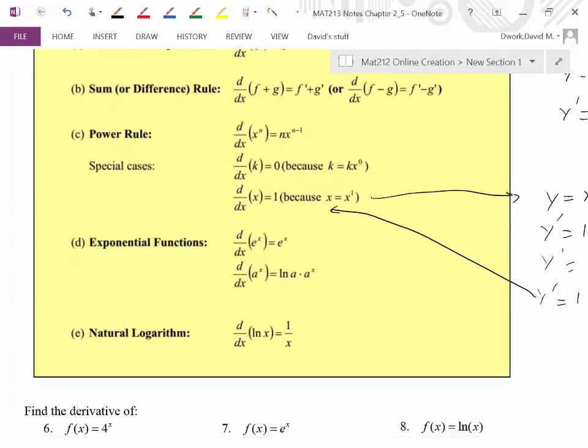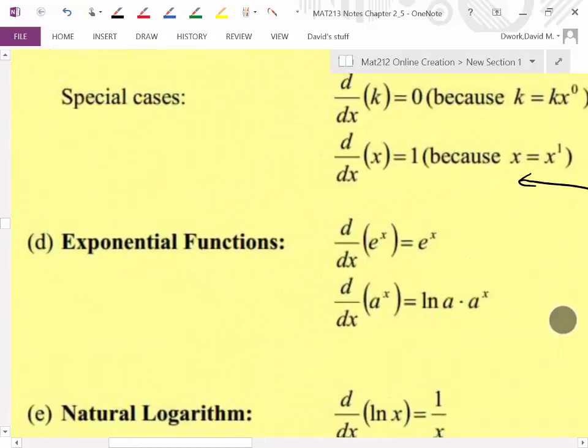Exponential functions. Now, they're showing you 2 rules here, but I'm going to argue that there's really only 1 rule, and it's this one here. What the rule says is, do you see the base of your exponential function? It's some number. They used a. So the derivative of any exponential function is the natural log of the base times the original exponential you started with.